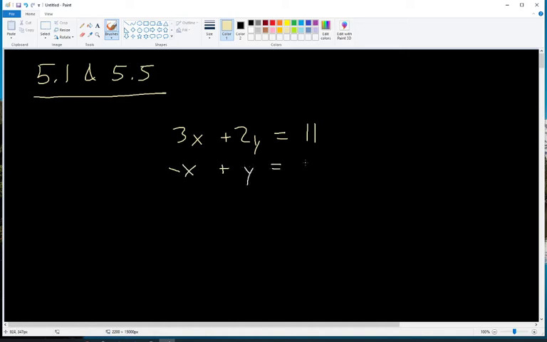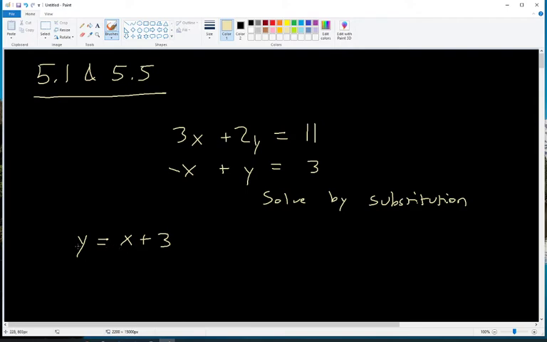minus x plus y equals 3, and we want to solve this system by substitution. So what solving by substitution means is we're going to take either the top equation or the bottom equation. We're going to solve for one variable in terms of the other. So I'm going to take the bottom equation, add the x across, and the bottom equation will become y equals x plus 3. So I take one equation, solve it for a variable. I just said bottom equation, it's easiest to solve for y.